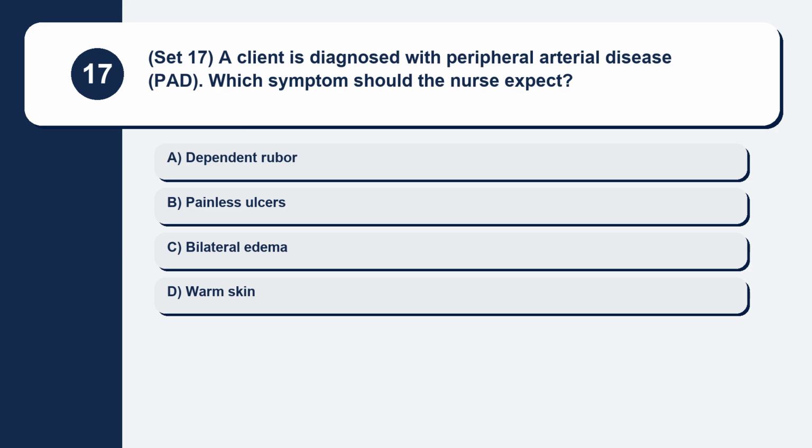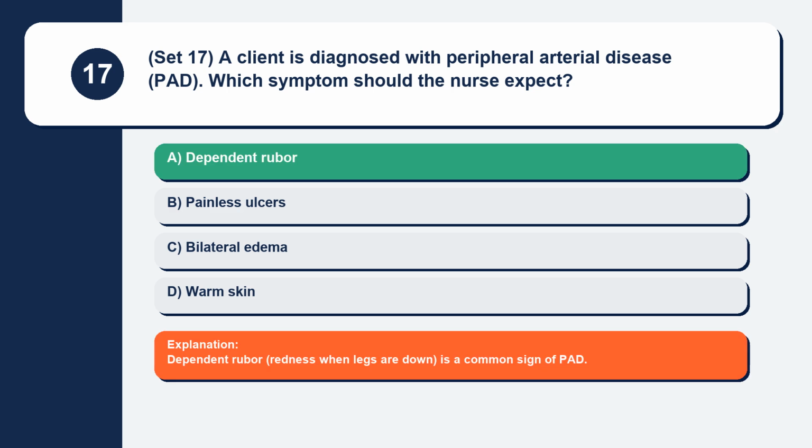Question 17. Set 17. A client is diagnosed with peripheral arterial disease, PAD. Which symptom should the nurse expect? Dependent rubor, painless ulcers, bilateral edema, warm skin. Dependent rubor, redness when legs are down, is a common sign of PAD.